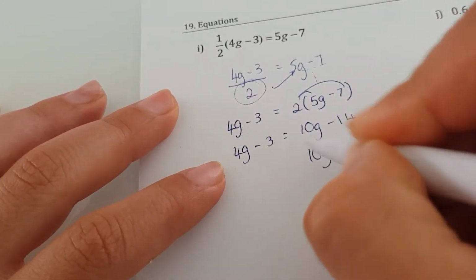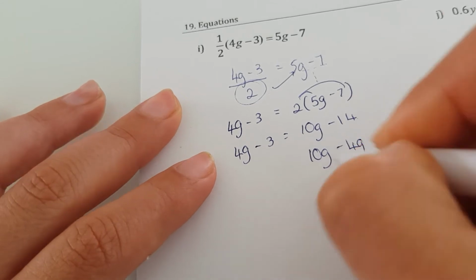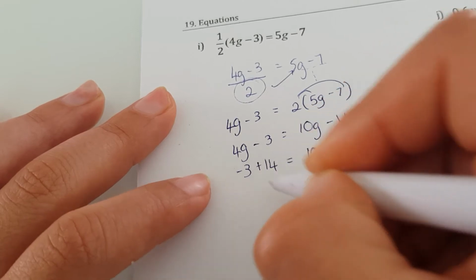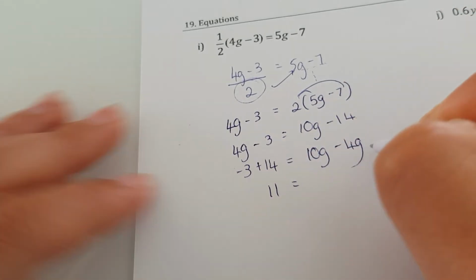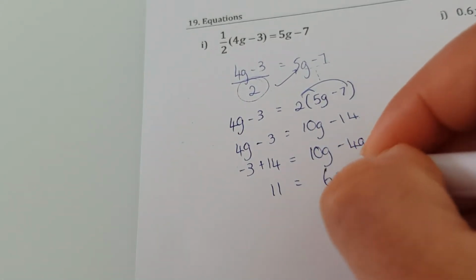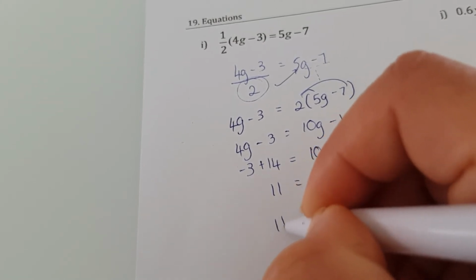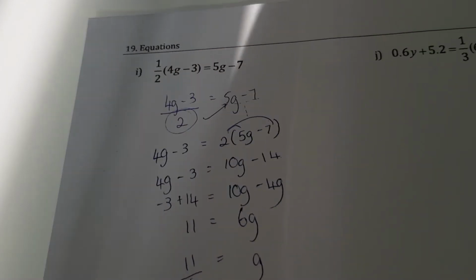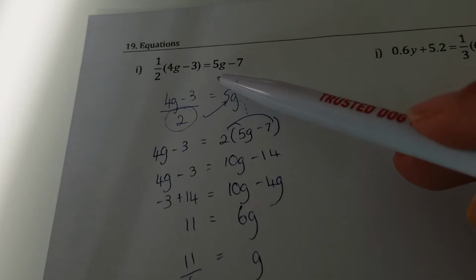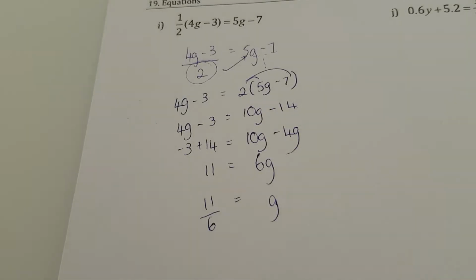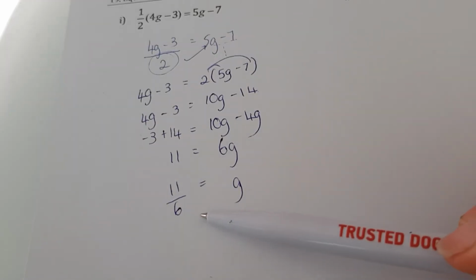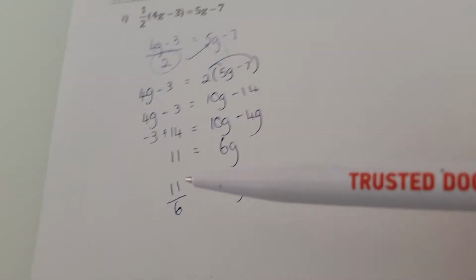So g is on this side, minus 4g, minus 3 remains there, and plus 14. 14 minus 3 is 11, 10g minus 4g is 6g, g is 11 on 6. Let's confirm this is correct. So 11 on 6. Always use a calculator, substitute this number instead of g, okay?